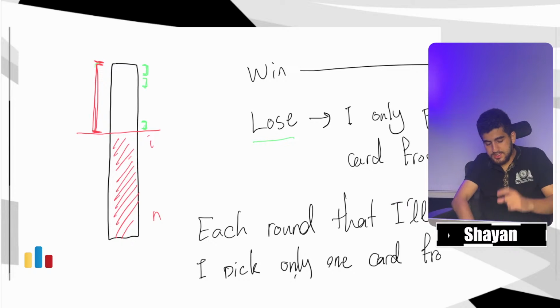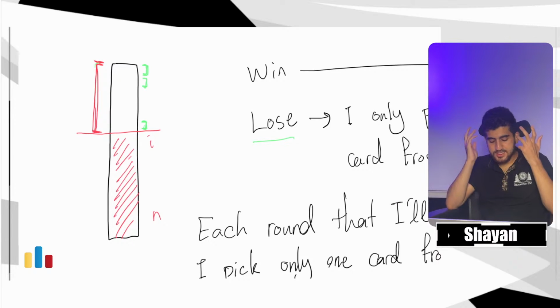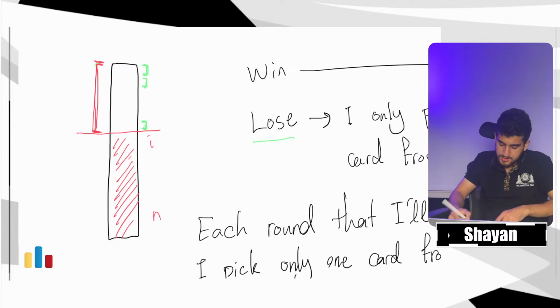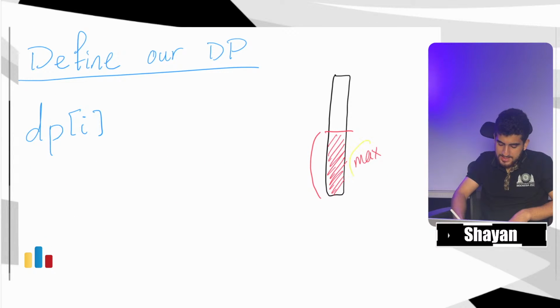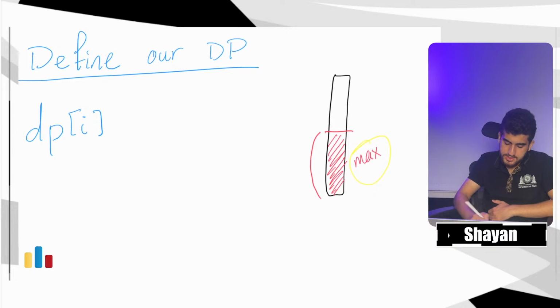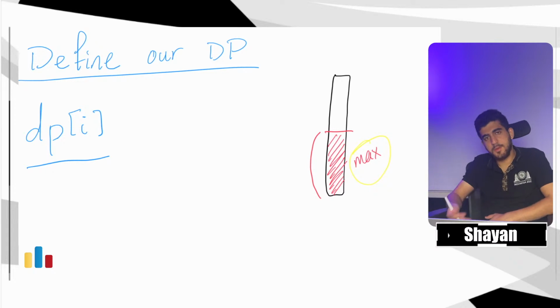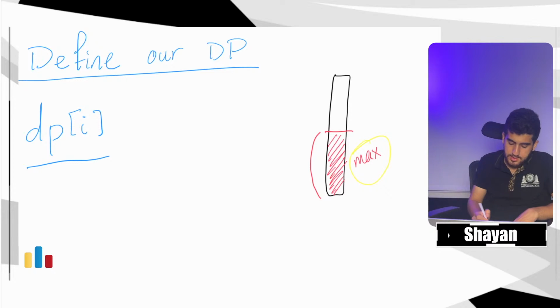Okay, so the point is that by removing some prefix, some suffix will be left. Always, each state of my game is some suffix left in here. I want to maximize the number of rounds that I will win in that suffix. So I need to know, for each i, for the suffix that starts from i and goes to n, what is the maximum number of rounds that we can win.